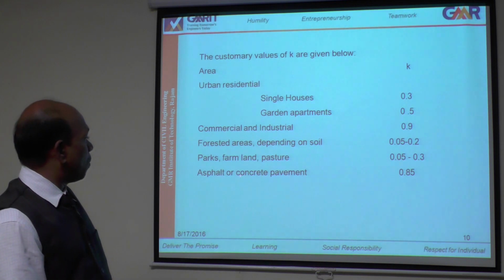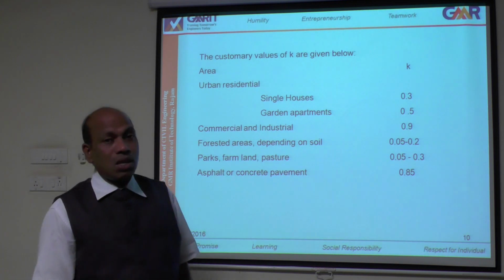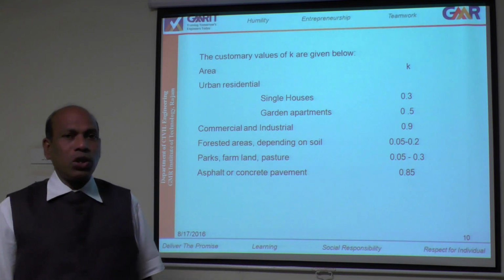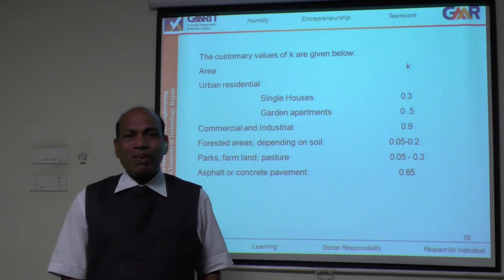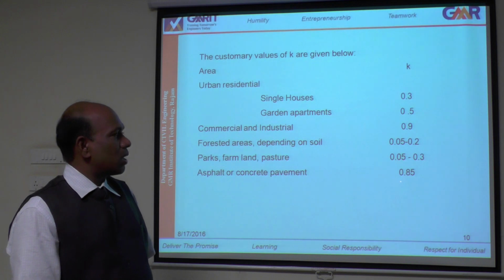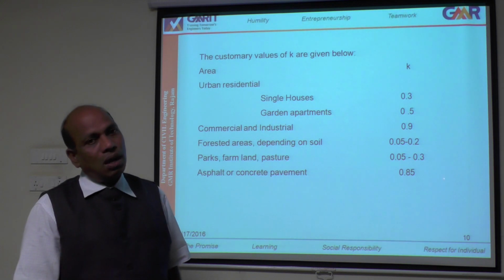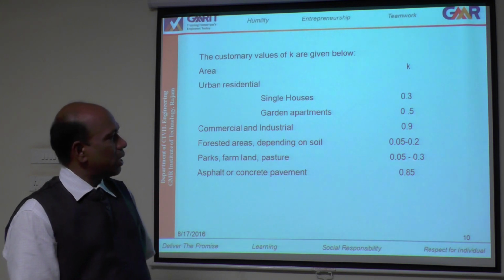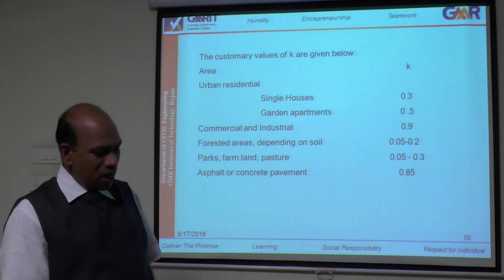Whereas in the case of concrete pavements, this is almost like industrial areas. Concrete pavements means that is also an impervious layer. Here the K value is 0.85. Here the infiltration rate is very less as compared with the earlier two cases. Therefore, the runoff will be more.